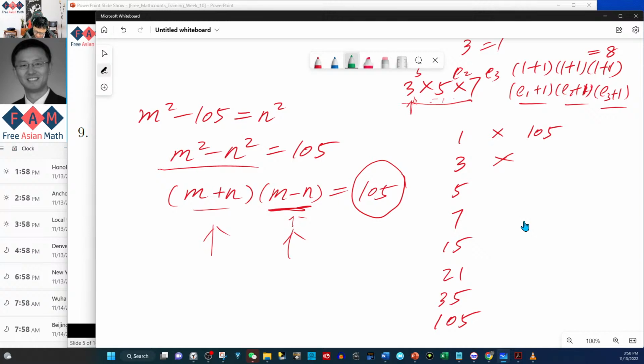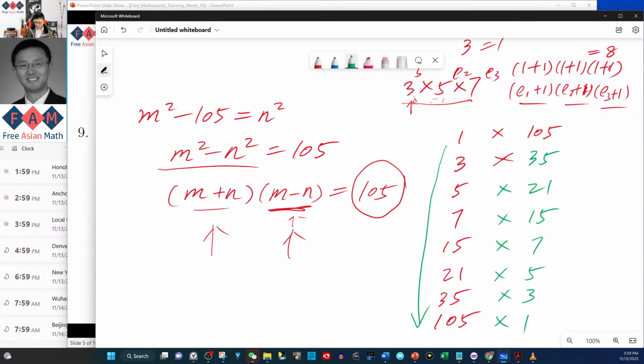And here we have exhausted all of them. So 1, 3, 5, 7, 15, 21, 35, 105. Perfect. We exhaust every possible factor, not just prime factors, because some of them are not prime, all the factors of 105. With that written down, you can write down the other one easily. This would be 35, this would be 21, this would be 15, and this should be 7, this should be 5, this should be 3, and finally this should be 1.